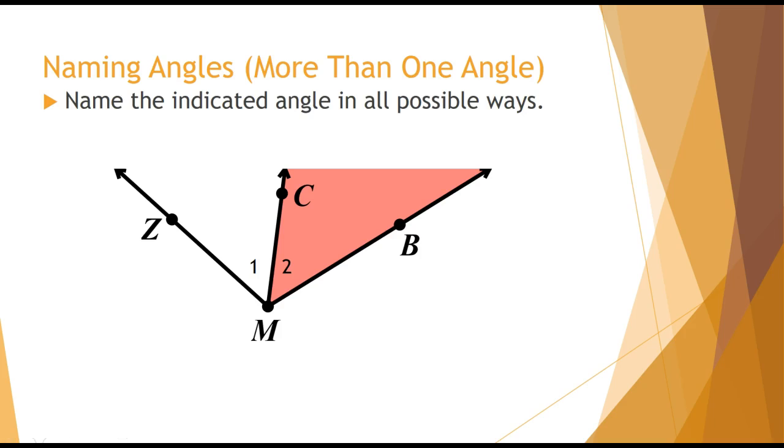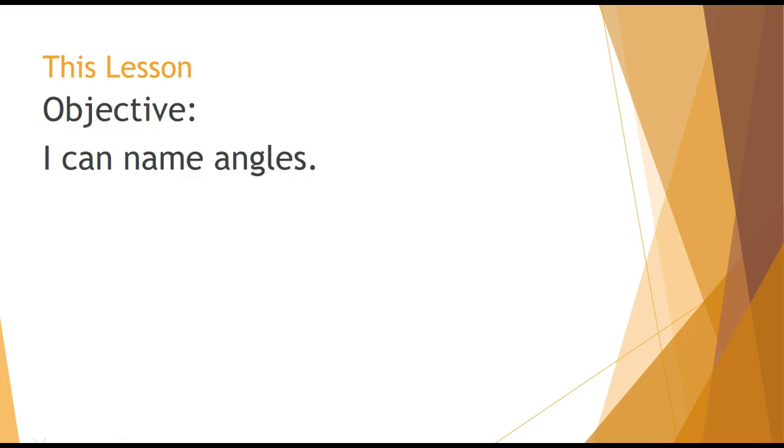How would you name the right side angle? CMB, BMC, or you could refer to it just as angle 2. So, in this lesson, it was our objective that you should be able to name angles when you see them.